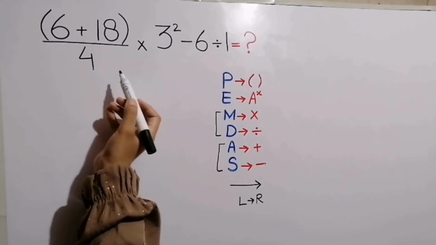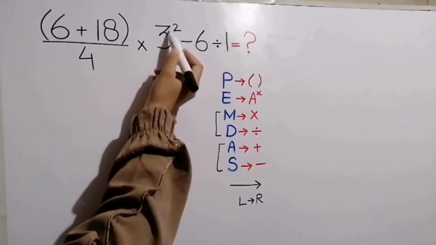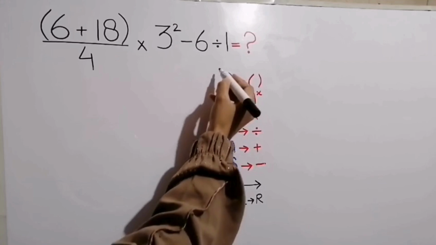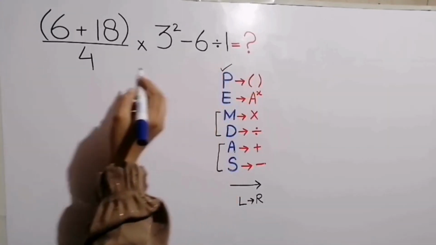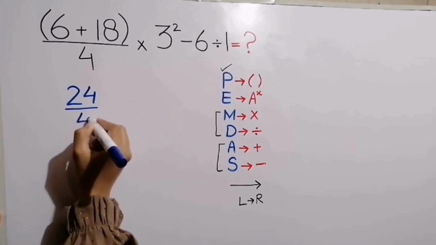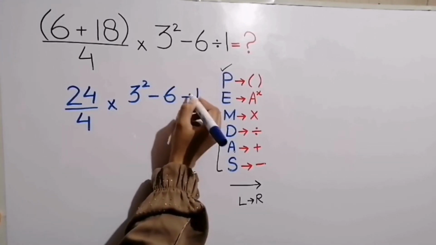As you can see on the screen, in this expression we have parentheses, multiplication, exponents, subtraction, and division. According to the PEMDAS rule, first we simplify this parenthesis. 6 plus 18 equals 24 over 4. Then times 3 to the power of 2 minus 6 divided by 1.